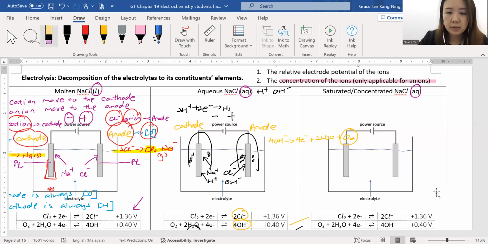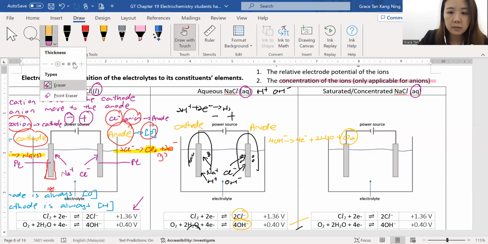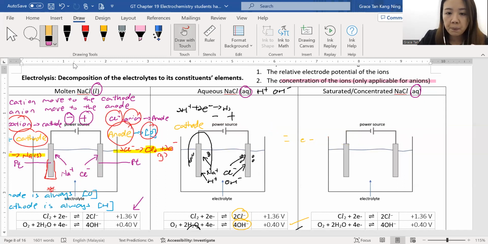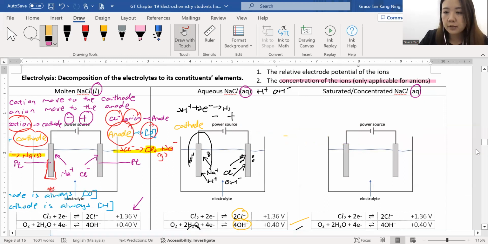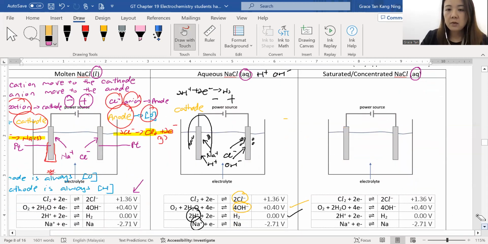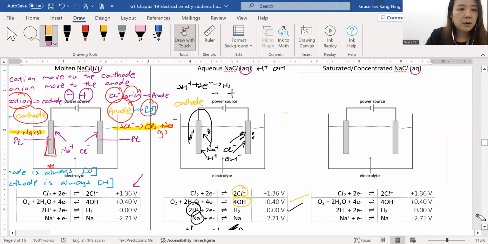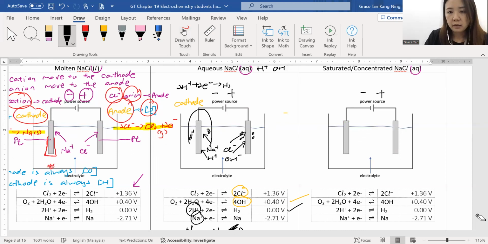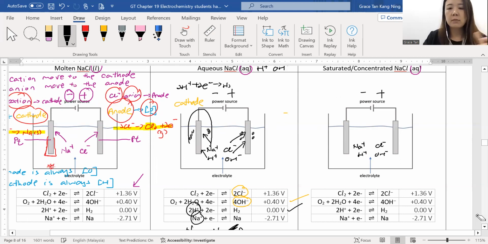So maybe I should start erasing a little bit so that I can have space to write. Okay, so let's look at the last example, which is the concentrated or saturated NaCl case. Same thing, we will start labeling our power source. Long arrow means positive, short arrow means negative. Same thing, I have Na plus, Cl minus, I have H plus and OH minus because it's aqueous. As you can see here, aqueous, so you have a competition.